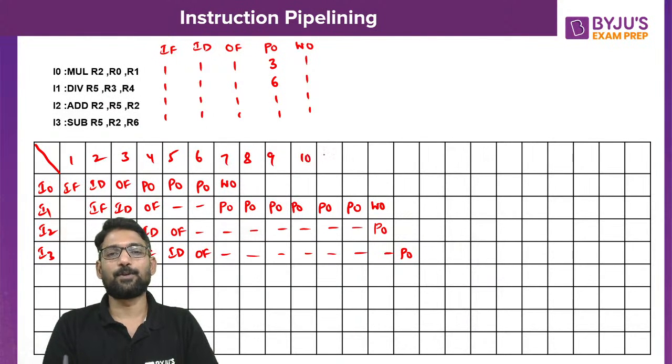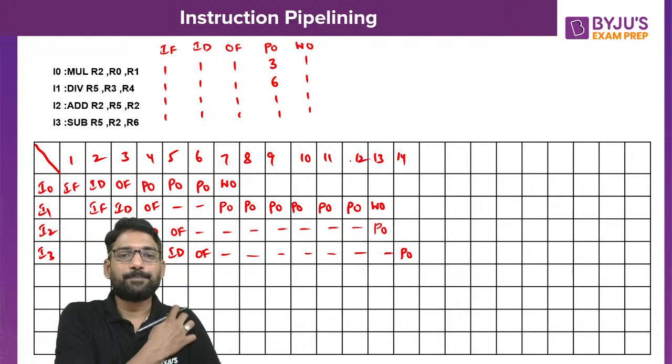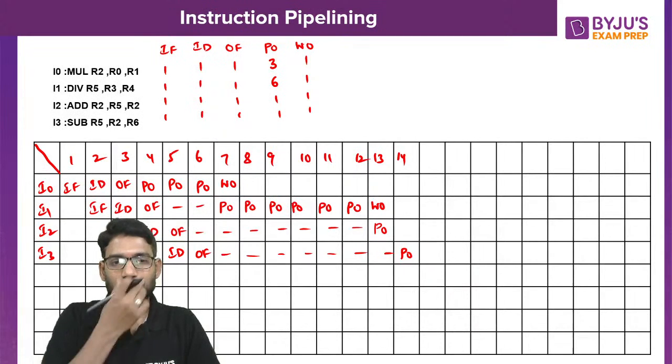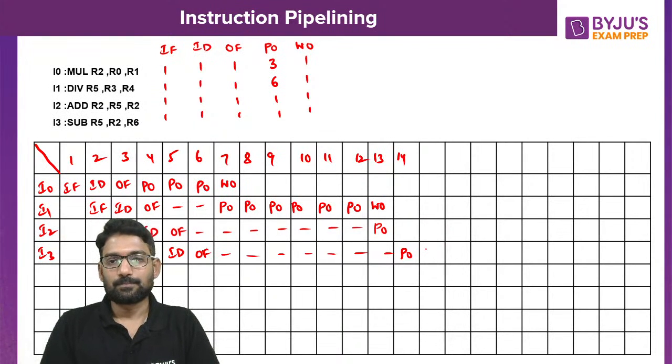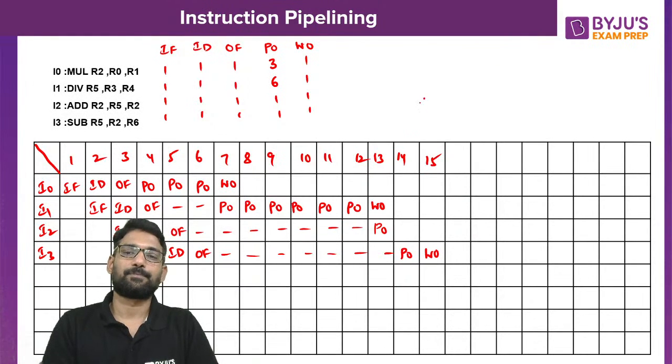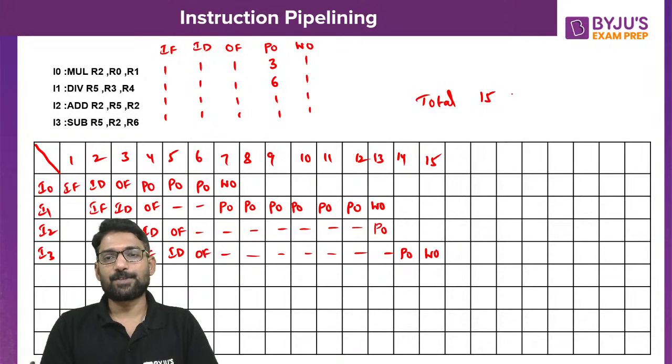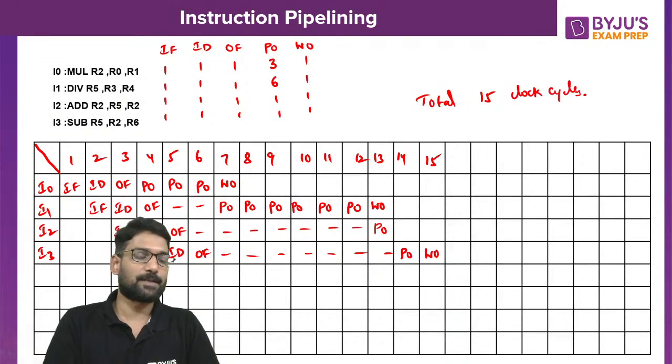So total number of clock cycles needed to execute these 4 instructions in the pipelined manner? 15.